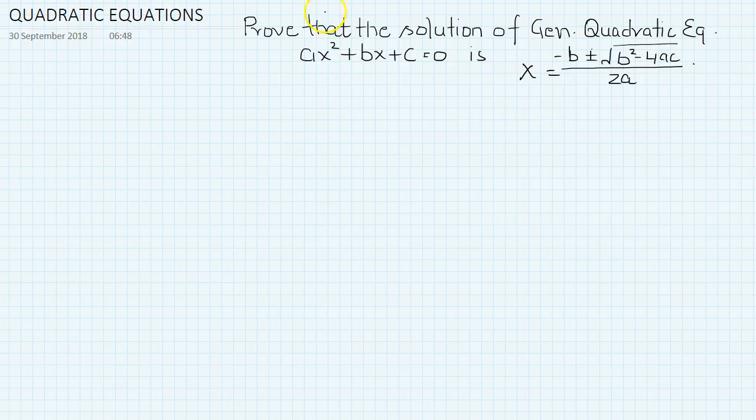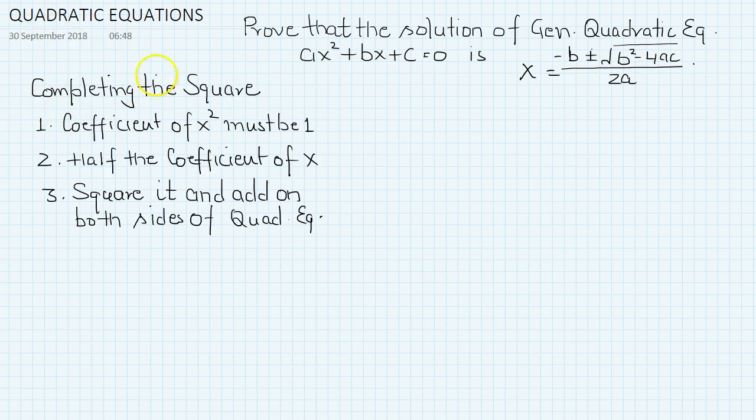Today we are going to prove that the solution of a general quadratic equation is minus b plus minus root b square minus 4ac over 2a. You have been using this formula since long, and today we are going to show you how to prove this formula. Before we prove this formula, let's try to understand how completing the square works.